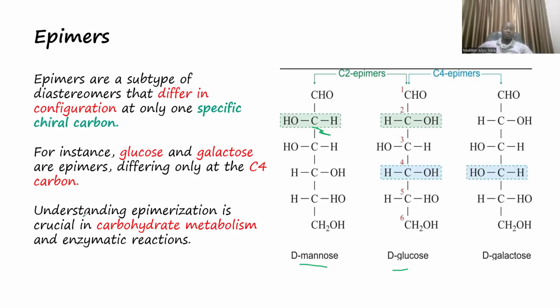So understanding epimerization is crucial in carbohydrate metabolism and enzyme reactions, because enzymes are very specific. Because of this difference in the OH group around one carbon atom, an enzyme that is specific to catalyze glucose cannot catalyze mannose, because enzymes are specific.